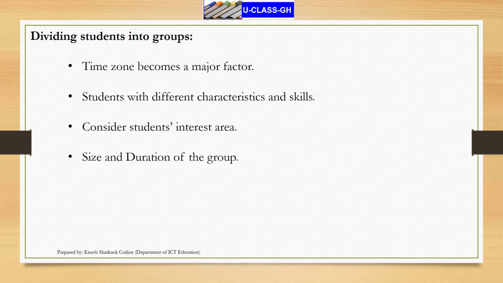The next one is size and duration of the group. That's another factor to consider. You don't have to make the groups too large. Group size varies based on the task, but for a group that is meant for just discussion, you can make the members up to maybe 10 members. But when there is going to be collaboration on assignments and project work, then maybe 4 to 5 members should be the optimum size.